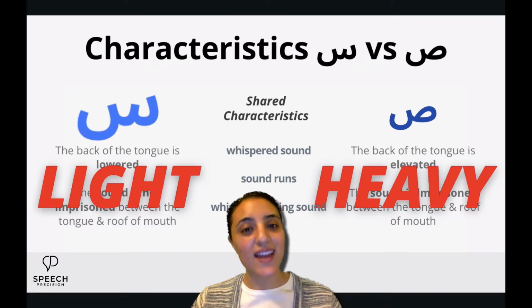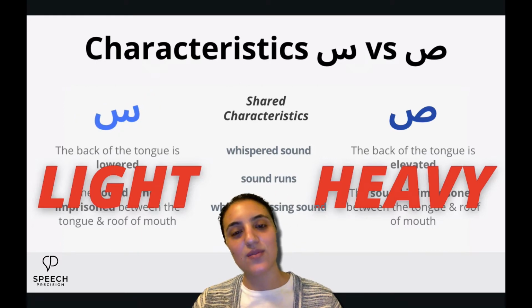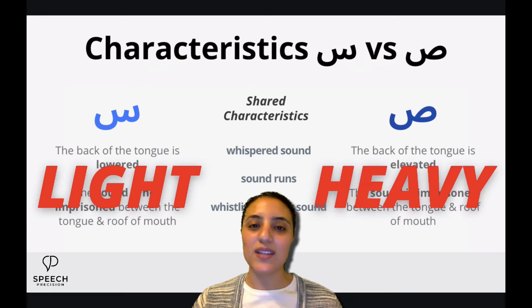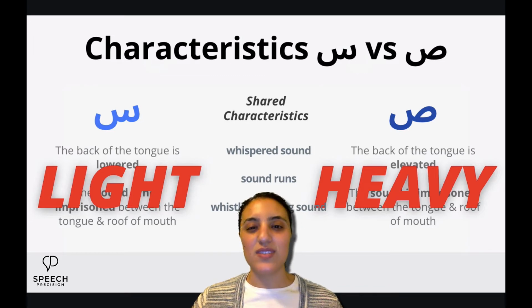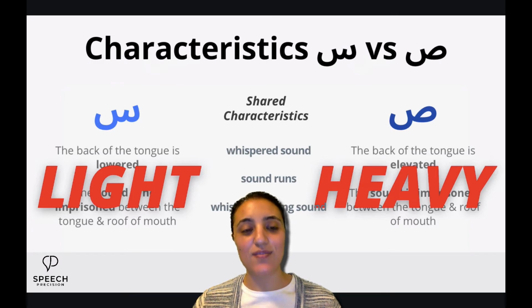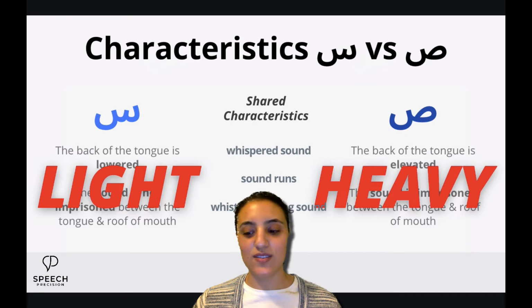Now, how do we get that heaviness? It's by lifting the back of the tongue, and it's by imprisoning the sound in the mouth. And how do we get that lightness in the Seen? It's by lowering the tongue and not having that imprisoned feeling in the mouth. Okay, so all you need to know is that the Saad is heavy and the Seen is light. That's the main difference between these two sounds.